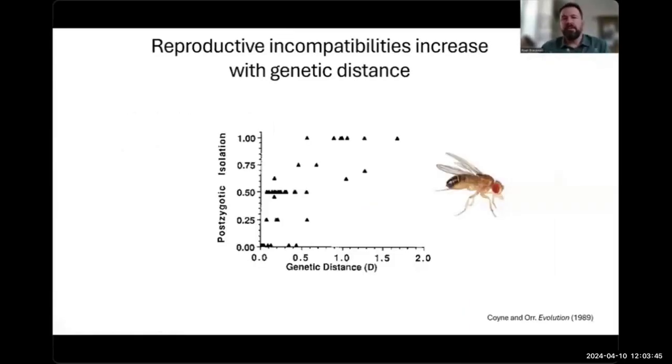We also know that reproductive incompatibilities tend to increase with genetic distance between species. This is also somewhat related to the sex chromosome thing. So as we get increasingly genetically differentiated, we get increasing levels of reproductive isolation, post-zygotic isolation, hybrid sterility, and hybrid inviability between populations and species.